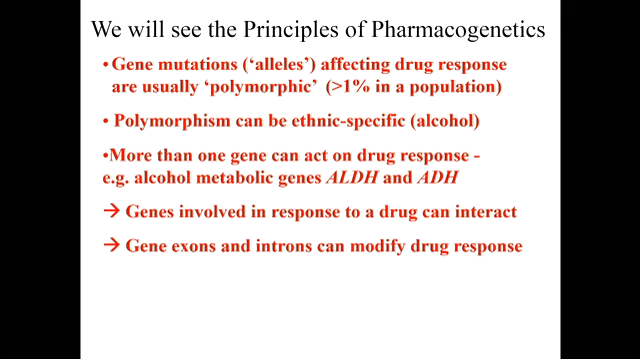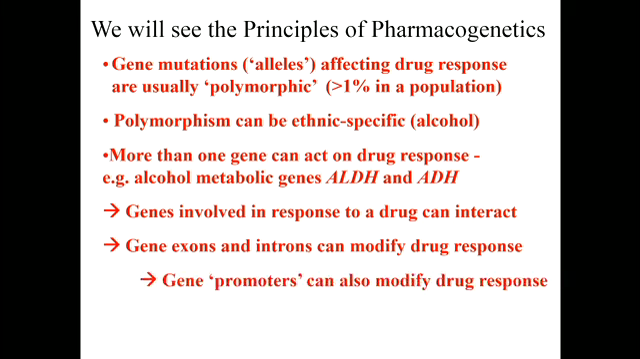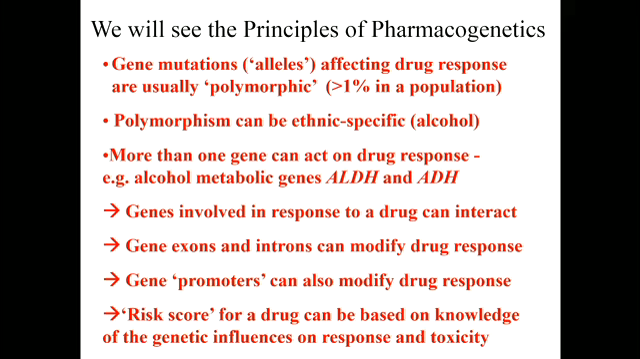Also, gene exons and introns can modify drug response, as they can modify any gene. I guess you probably know that from the genetics that you would have done in first year and revisited through your course. So not only exons, the coding part of a gene, but the introns, the so-called junk part of the gene, are now known to affect activity. And at the upper end of genes, on the 5' end, you also get promoters, which also modify gene response, so they can modify drug response too. And it's possible to develop a risk score for a drug based on the knowledge of genetic influences.